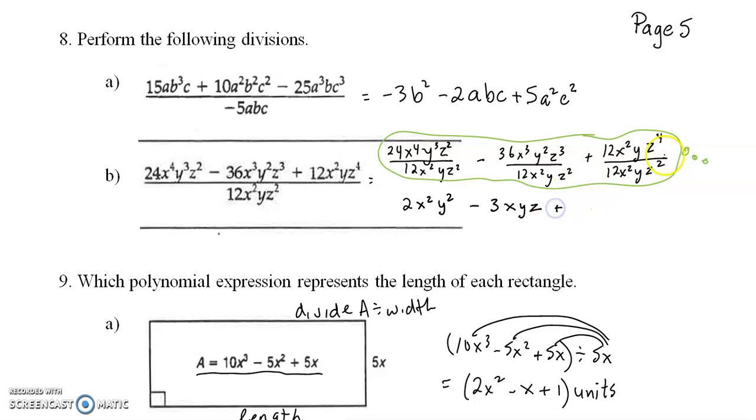And then the third term, the 12s disappear. Now remember, that becomes a 1. Same thing with the x squared and the x squared, that becomes a 1. The y's divide to become a 1. And all that's left over is z to the 4 divided by z to the 2, which is z to the 2. And there's your answer.